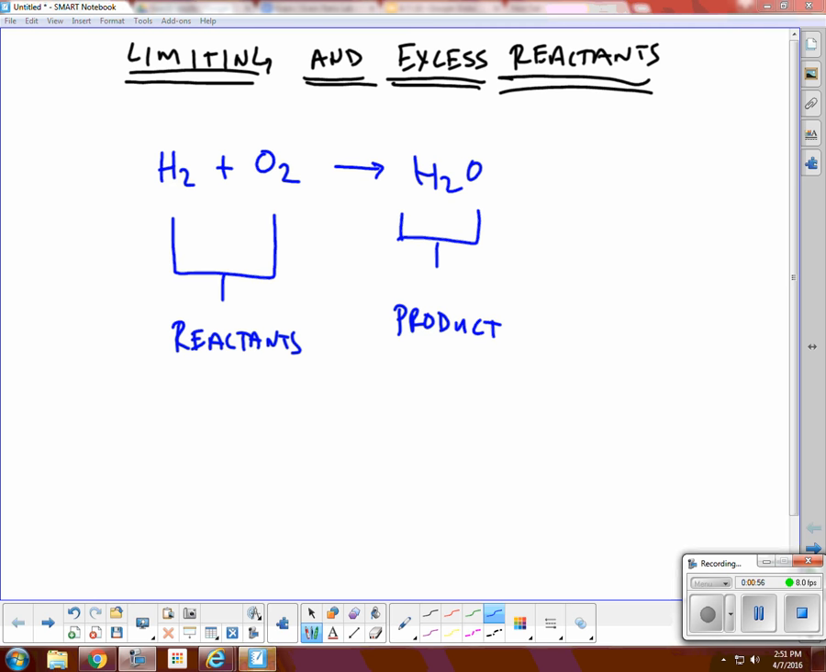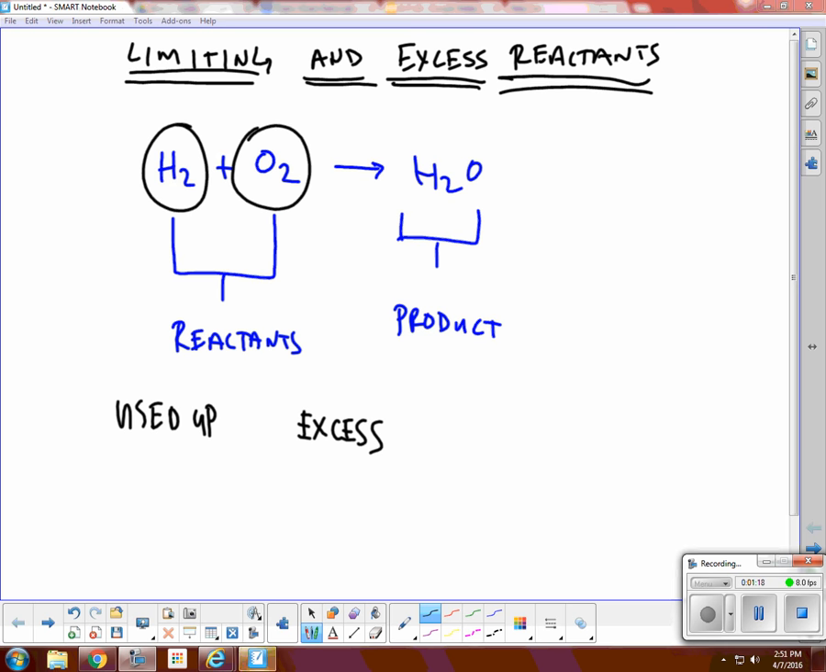So we're going to be focusing on the reactants of chemical equations, chemical reactions, and figuring out which one will be totally used up and which one will be in excess, or which one will have extra. Okay, that's kind of the point of this last topic. Every time we have a chemical reaction, one of the reactants will be used up, one of them will be in excess if there's two reactants.